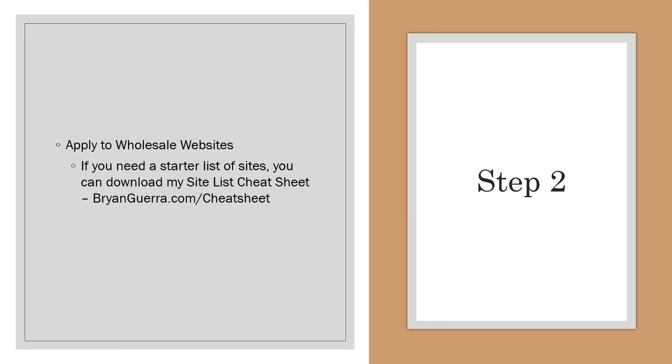Step 2 then is to apply to wholesale websites. So if you need a starter list of wholesale websites, you can download my site list cheat sheet. So if you just go to briangare.com/cheat sheet, you can download the site list cheat sheet. That's going to give you a starter list of wholesale suppliers. Obviously, nobody gives out their wholesale suppliers, but I'm giving you 3 in that specific cheat sheet.